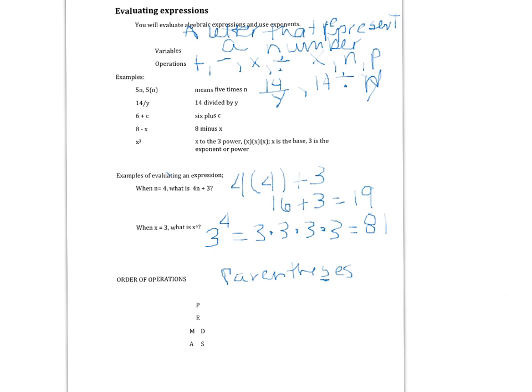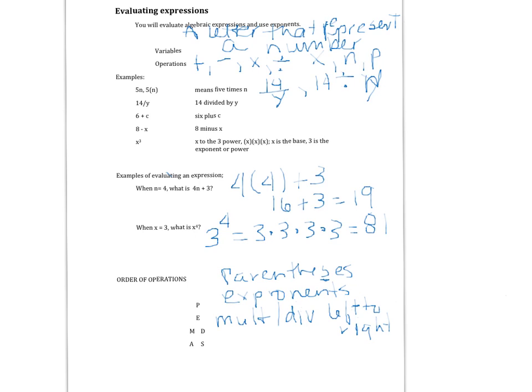The next one, E, are exponents. So if we have something raised to a power, we will do that second. Now this third level is multiplication or division, whichever comes first, left to right. So multiply or divide, left to right.